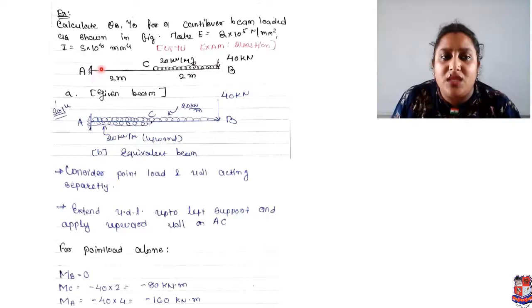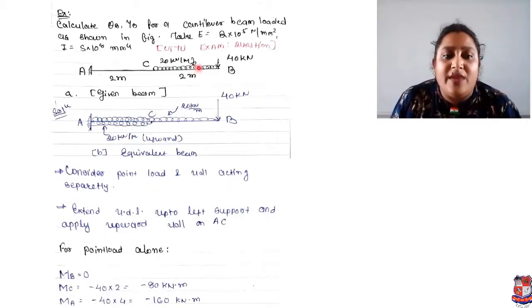So here you can see there is a cantilever beam of span 4 meter. Length is 4 meter, cantilever beam is there, but at the end there is a 40 kilonewton point load, and from end B to middle C, which means in half distance, a 2 meter span from that free end, a 20 kilonewton per meter UDL is given. Okay, so first what we have to do, we have to make it an equivalent beam.